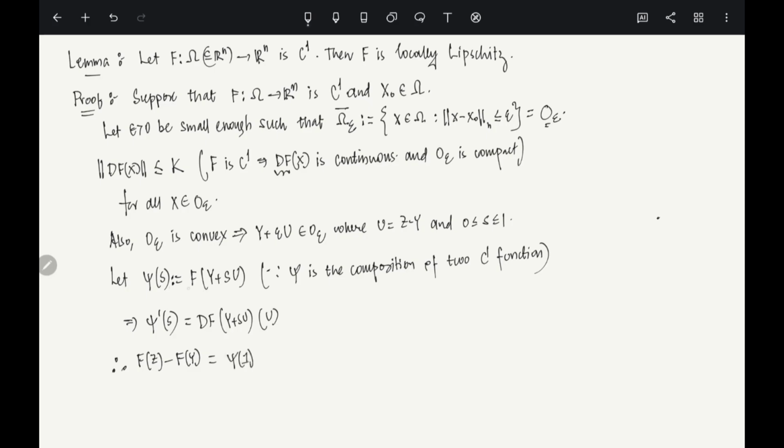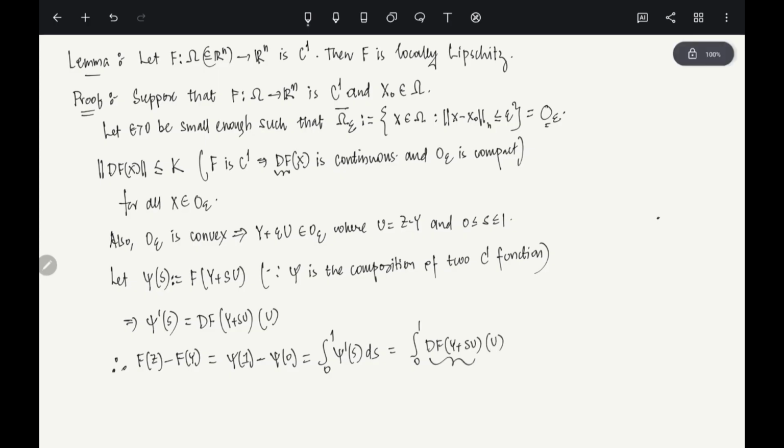What is psi of 1? What is psi of 0? Sorry, psi of 1 is nothing but f of z, and psi of 0 is nothing but f of y, right? So this can be written, by the fundamental theorem of calculus, as the integral from 0 to 1 of psi prime of s ds. And psi prime of s we already know: it is the integral from 0 to 1 of df of y plus su acting at u.